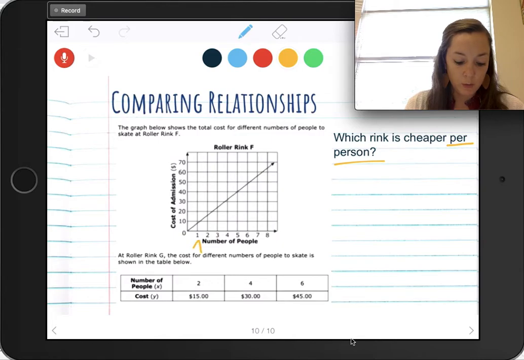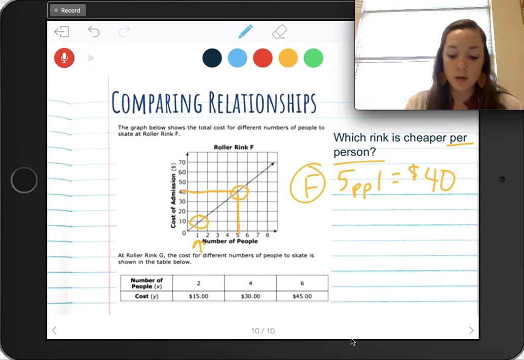So I'm going to look at where 1 is on the x, the number of people, and I see this ordered pair. But it's not really clear what that number is. So I want to look for an ordered pair that crosses the crosshairs perfectly, and I'm going to look at (5, 40). So for 5 people, and this is roller rink F, it's $40. To find the amount per person, 40 divided by 5 gives me $8 per person.